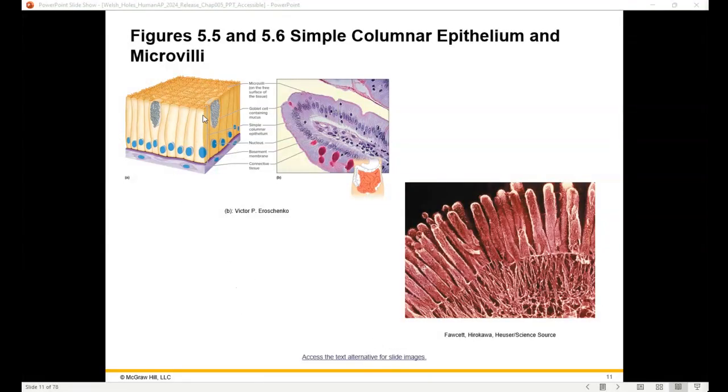Okay, here you can see the columnar cells. So this is simple columnar. And often you'll see it surrounding certain tissues like the microvilli of the intestines.